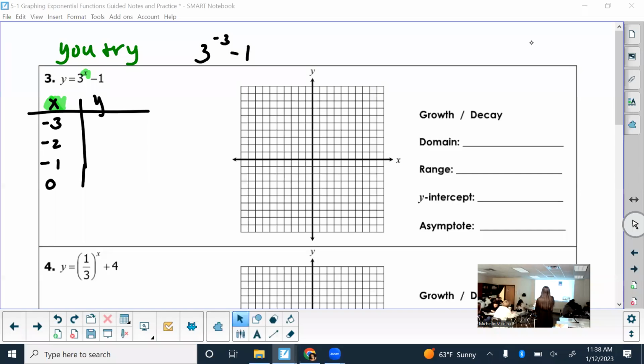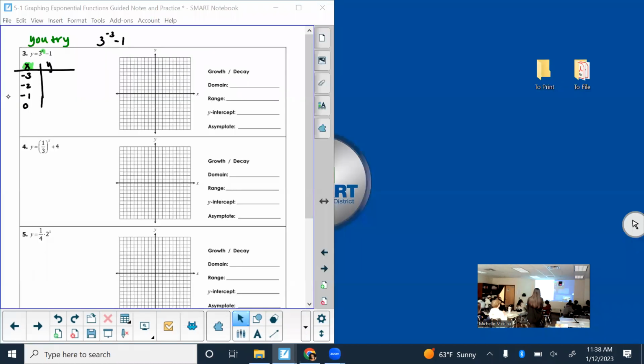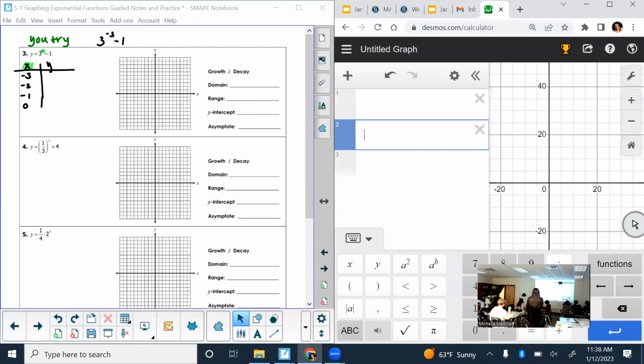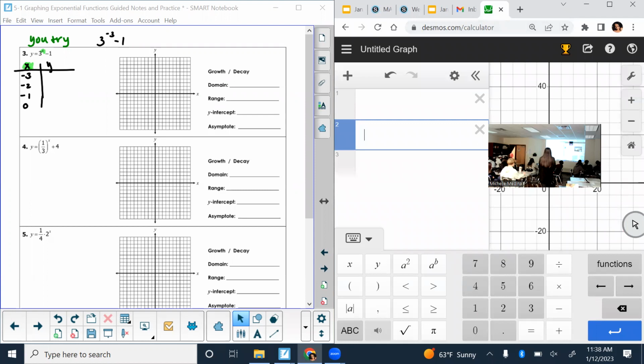So table 2, what is my y value when x is -3? 0. No, oh my God. Well, let's see, because I haven't done the math yet today. So here's what it would look like in your calculator if you use Desmos. If you don't know how to use your calculator, just let me know. It's not a big deal.